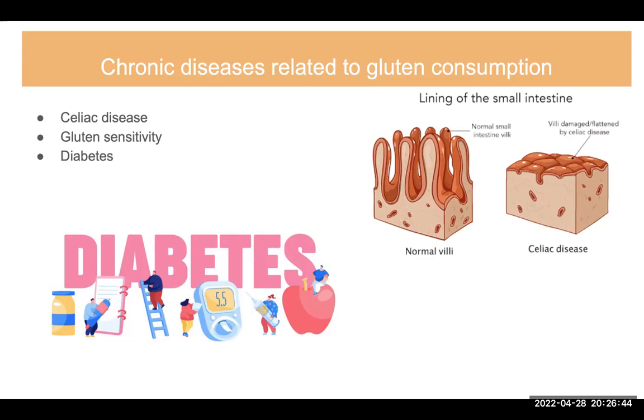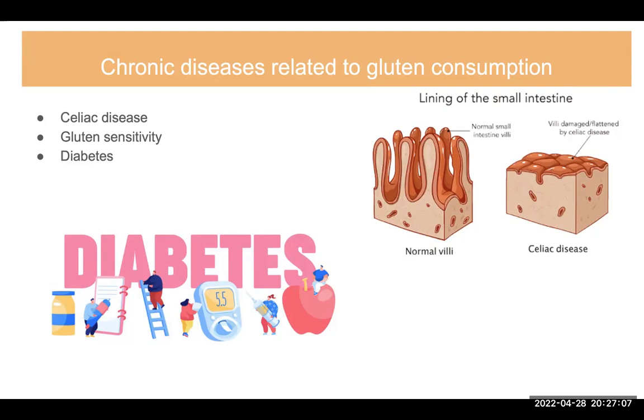Starting off, celiac disease is an autoimmune disease where gluten causes a response within the body and harms the small intestine by causing damage and preventing the absorption of nutrients. On the right here, this is what the lining of the small intestine looks like before and after a diagnosis of celiac disease. As you can see, the villi have been damaged and flattened, which restricts the absorption of nutrients.